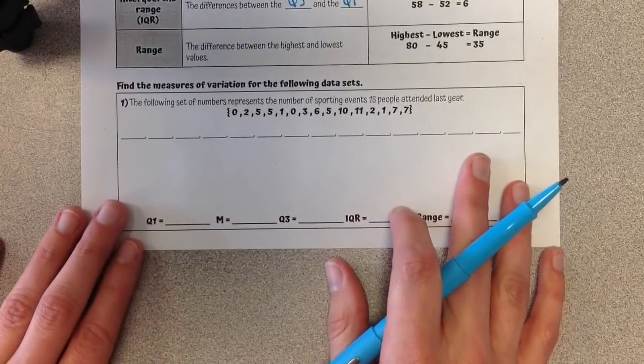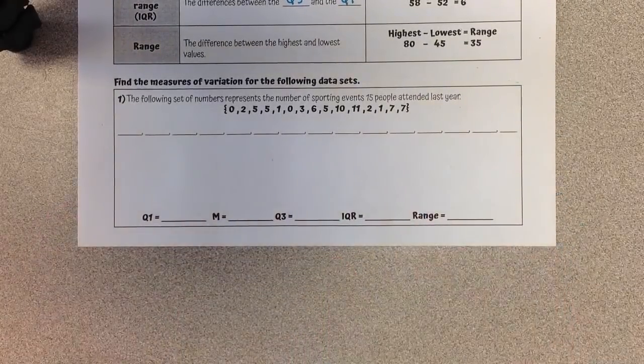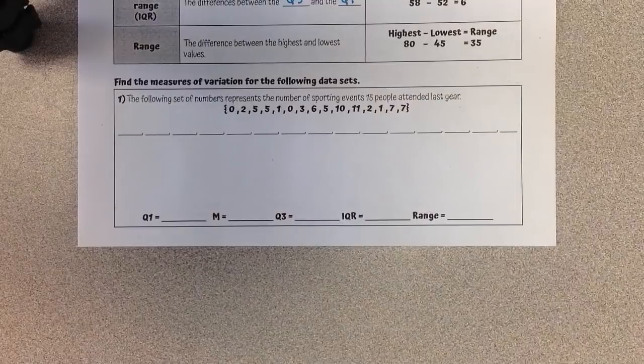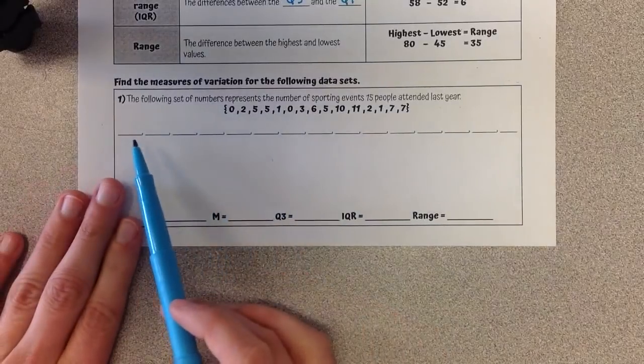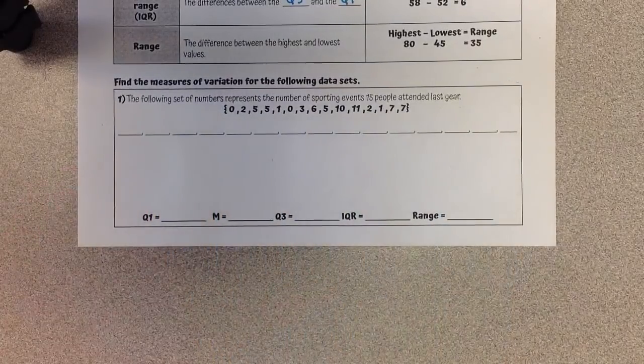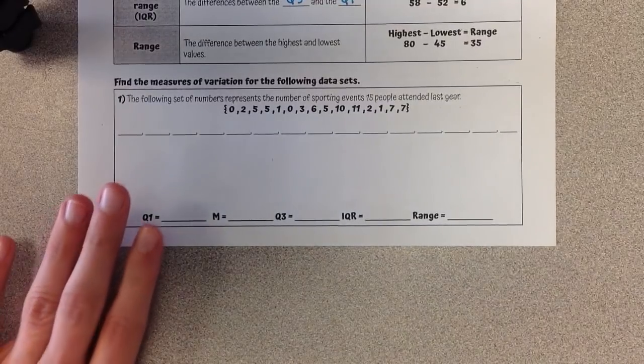So let's look at this first problem. The following set of numbers represents the number of sporting events 15 people attended last year. You really have to be careful in this first part, which is we're putting it in order from least to greatest, because if you miss a value or you don't have it in the correct order, all of your answers are going to be wrong.